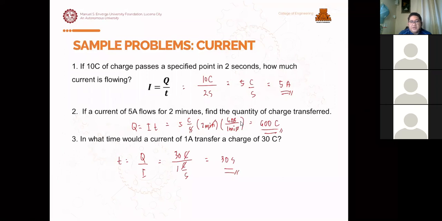Okay? So again, these examples are only simple examples. So in our next discussion next week, we will be incorporating some laws na nagko-correlate doon sa ibang mga properties with each other. Okay? Basta ngayon, alam natin na kapag current pinag-uusapan, ito yung unit niya, ampere, na equal din siya sa coulombs per second. And yung relationship ng charge and time is yan, para makuha natin yung current natin. Okay? So, any question para sa current?